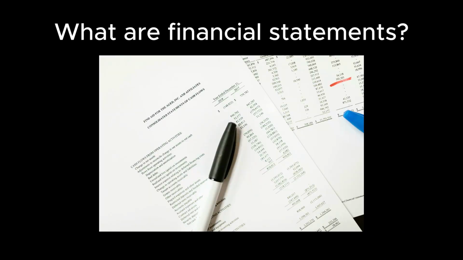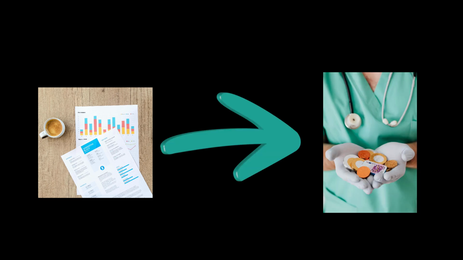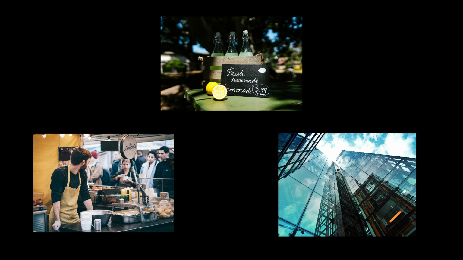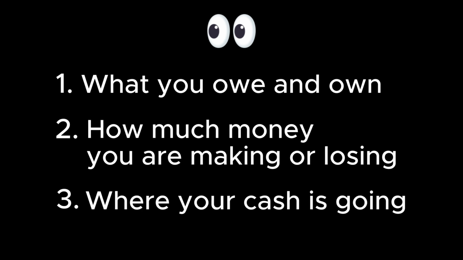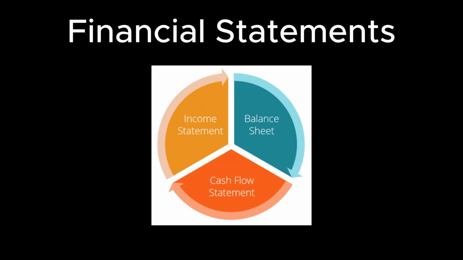First, let's define what financial statements are. Financial statements are reports that show a business's financial health, whether you're running a lemonade stand, managing a small business, or analyzing a big company like Apple. Financial statements help you see: 1. What you owe and own, 2. How much money you're making or losing, and 3. Where your cash is going. There are three main types of financial statements, and each one tells you something different. Let's start with the first one.